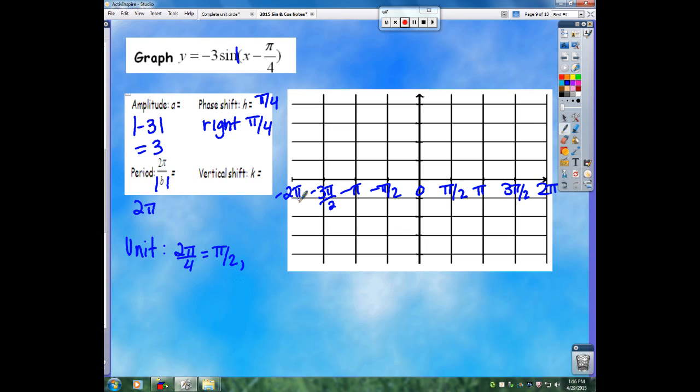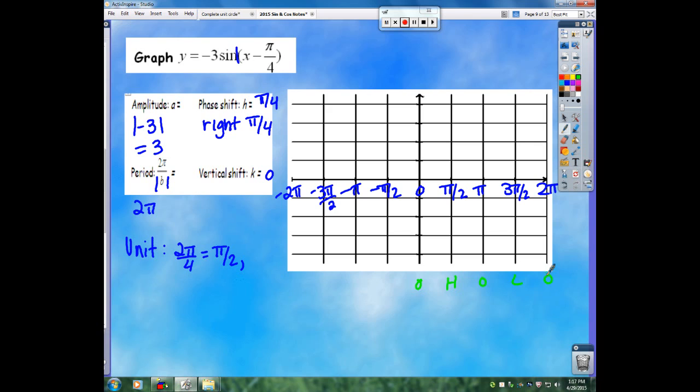Okay. All right, vertical shift. We don't have any k, so it's 0. So that means we're counting from the x-axis here. Okay, so I'm going to graph my original points first, and then I'm going to do that shift. So I'm going to do this in a lighter color. So it's 0, high, 0, low, 0. I'm going to dot that in because this is not my final graph.